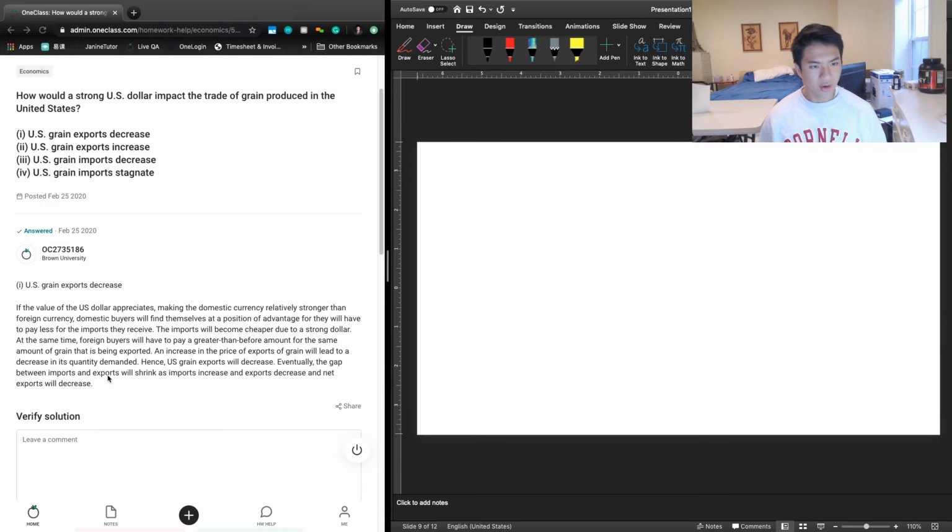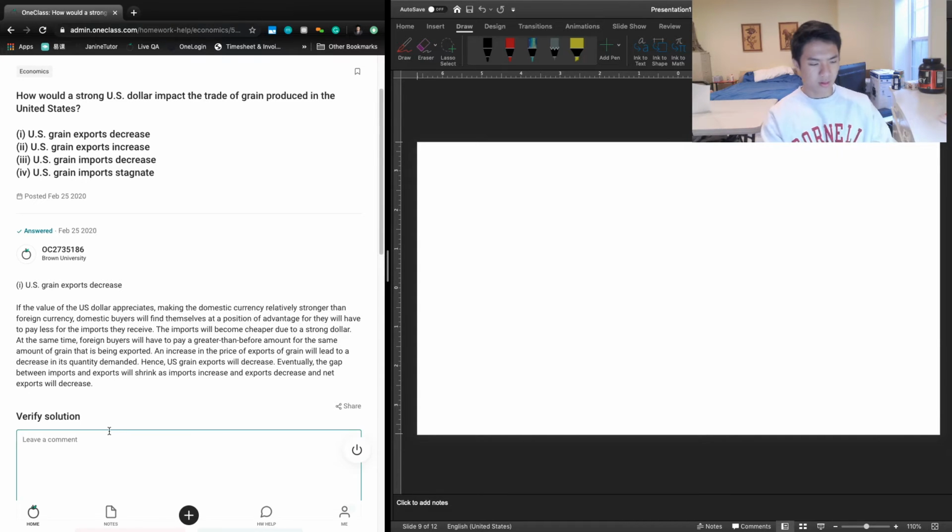Yeah, that's true. So I think that covers the gist of it. It covers more than we had to know because it also covers the import side of things. So I think this is a great solution. I want to say a very thorough solution.